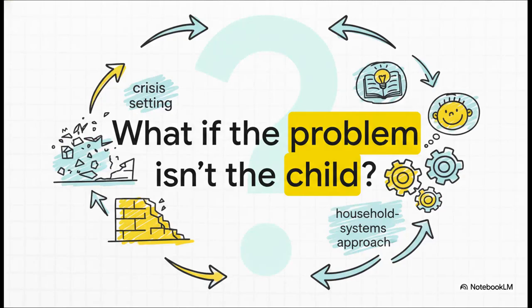So let's just start with this one big, provocative question that kind of flips everything we think we know about education in crisis settings on its head. What if the reason a child can't learn has absolutely nothing to do with their own ability, but has everything to do with the world that surrounds them?